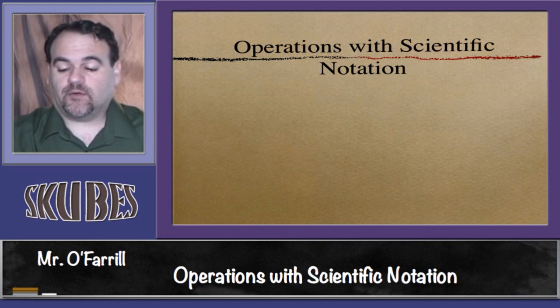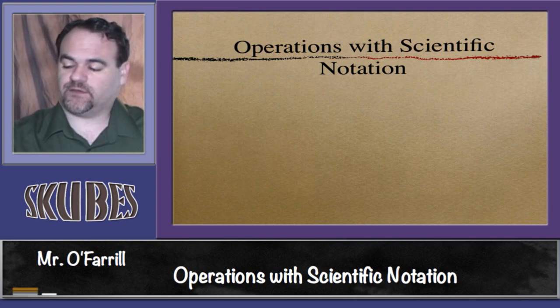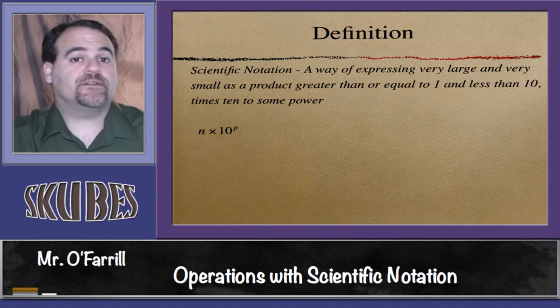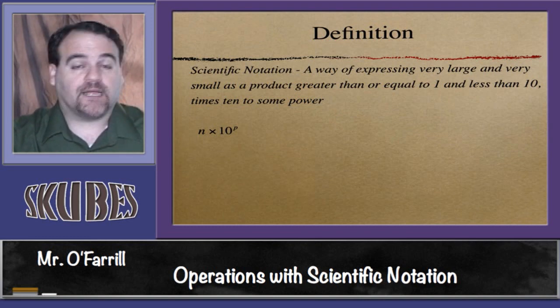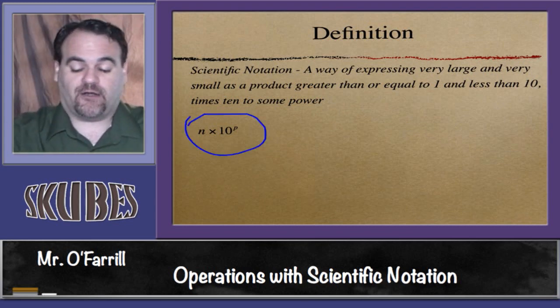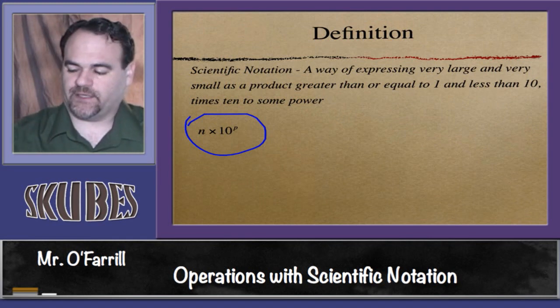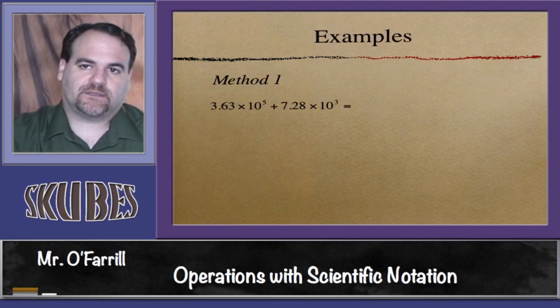In this video, we're going to be looking at how to do operations with numbers that are in scientific notation. The definition of scientific notation, again, is a way of expressing very large and very small numbers as a product greater than or equal to 1 and less than 10 times 10 to some power. And this is the generic format, the number n times 10 to some number p. And there's two methods to doing this.